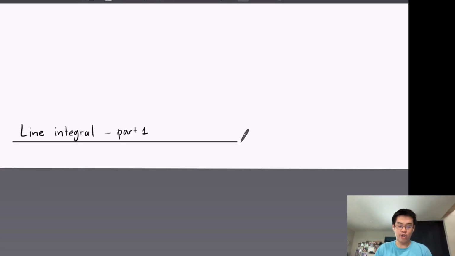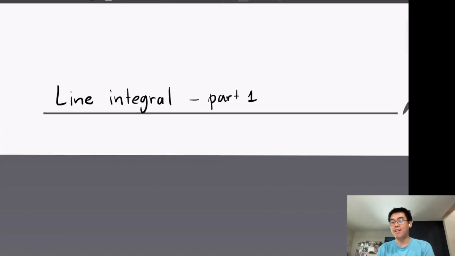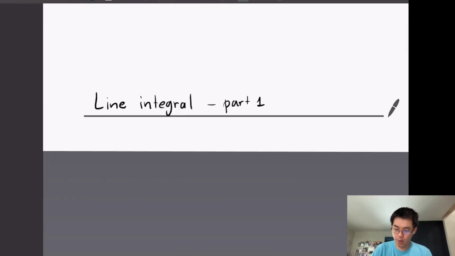Let's go over what a line integral is. Okay, without further ado, let's do it.